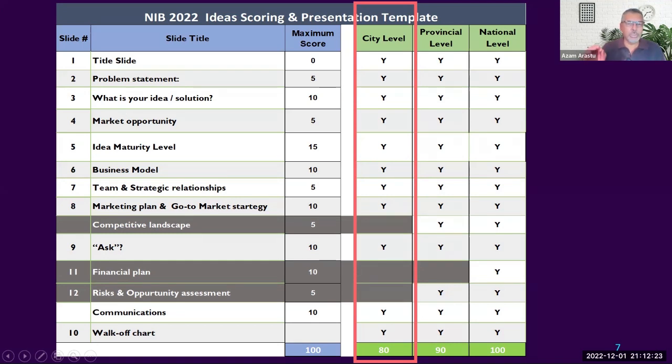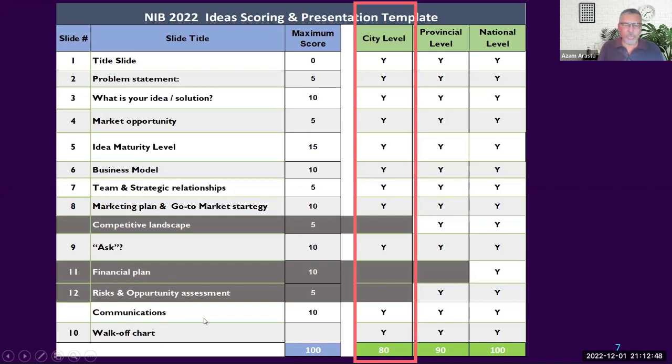What is your idea solution? This is important. You need to have a slide for that. Market opportunity, idea maturity level, business model, team and strategic partners, relationships, marketing and go-to-market strategy. Then the ask: what is it that you're really asking for in a presentation? And then finally, the walk-off chart.